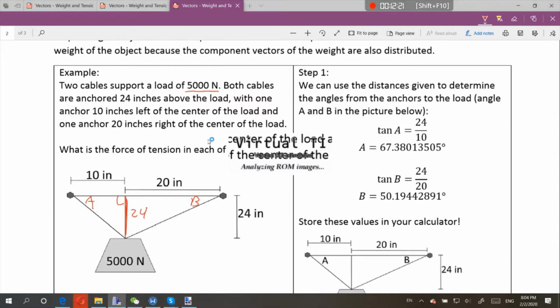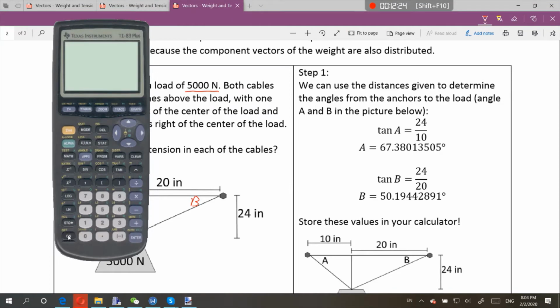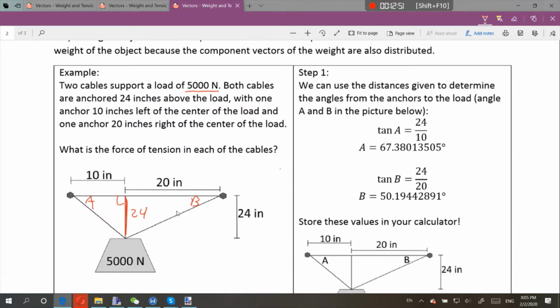So I'm going to jump in and actually save those in the calculator really quick. If you're using your own calculator, I'm going to swap this over to degrees first, and then we'll do the arctangent of 24 over 10. And I'm going to store that value as A so I can use it later. And we'll do the arctangent of 24 over 20. I'm going to store that value as B for later as well. Okay, so we've got 2 angles, A and B, that we solved for using the distances that we were given.